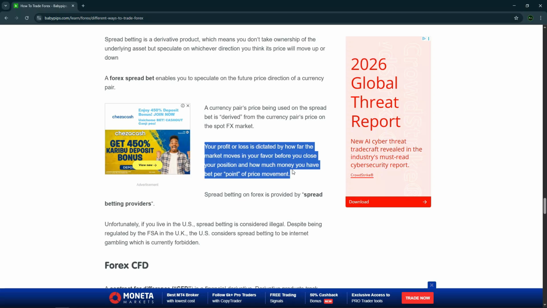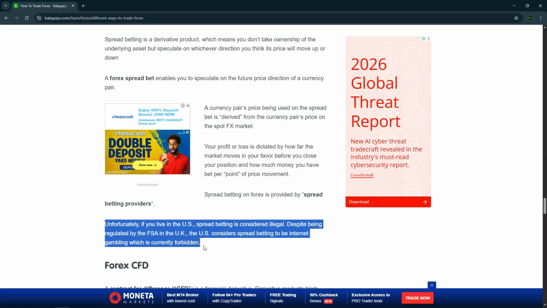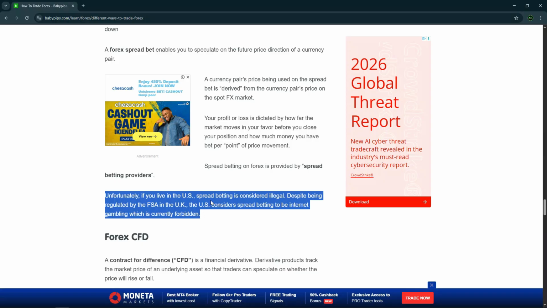This type of trading is offered by specific providers, mainly in certain regions like the UK. And it's important to know that spread betting is not allowed in some countries like the United States. So spread betting is just another way of speculating on price movements without actually owning the currency.